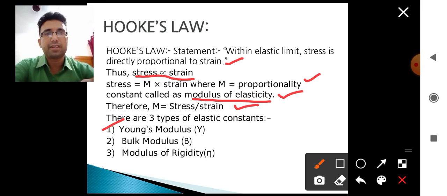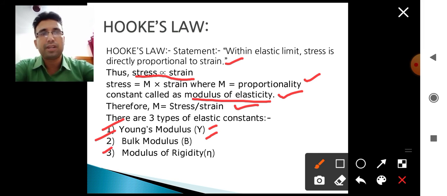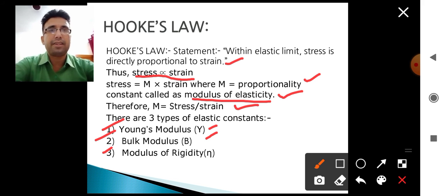One is the Young's modulus, which is represented by Y. Second is the bulk modulus, represented by B. And third is the modulus of rigidity. Now these are the three moduli. We will discuss these moduli one by one.